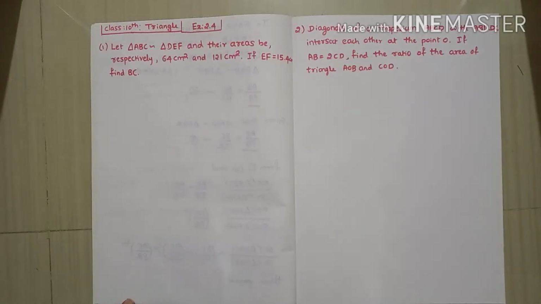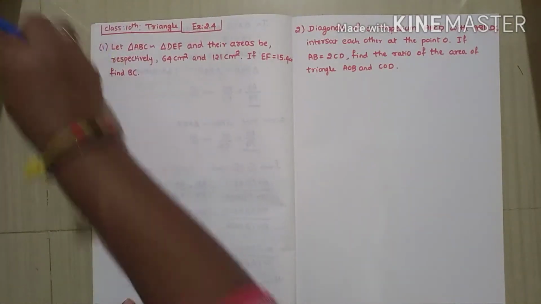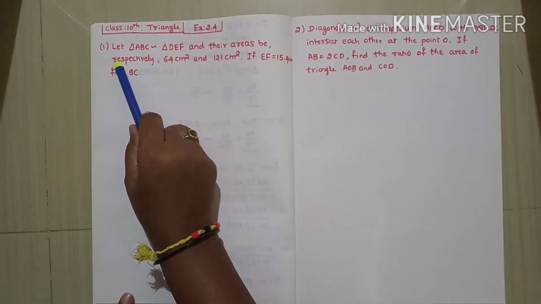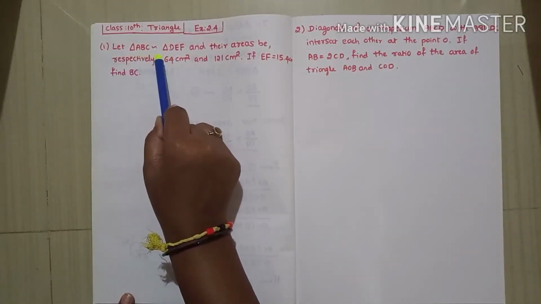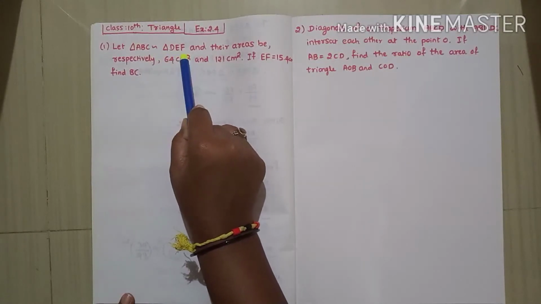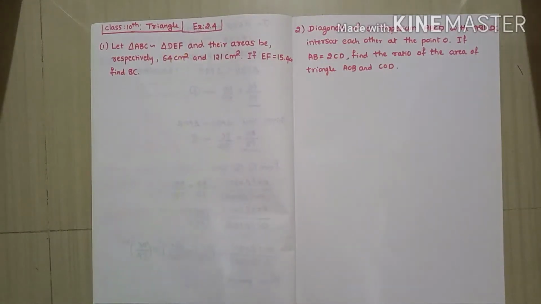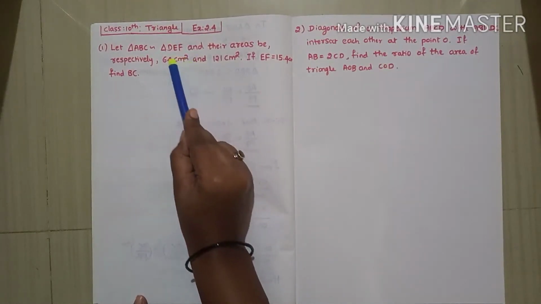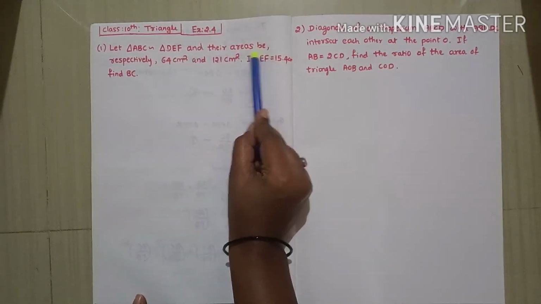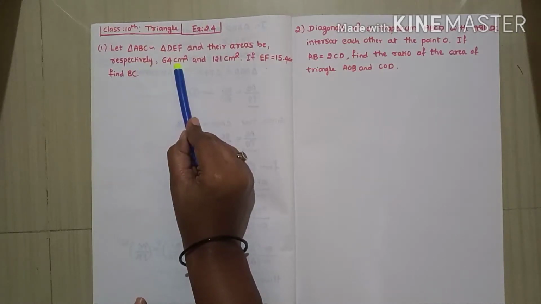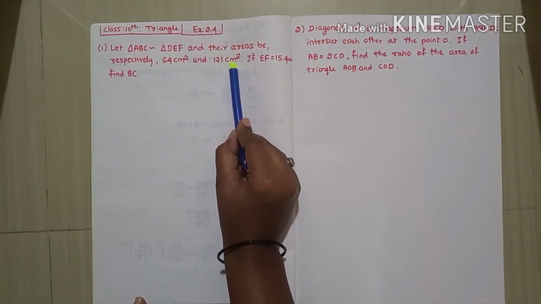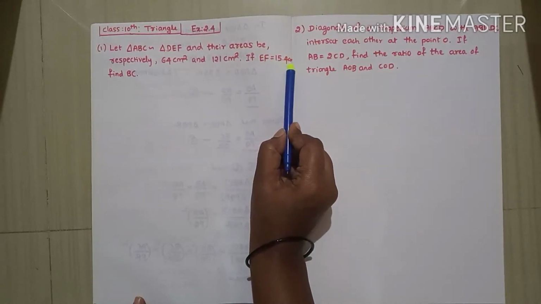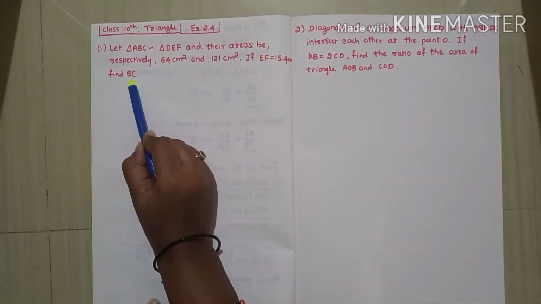First we'll see the first sum of exercise 2.4. Here we'll see the question. Let triangle ABC be similar to triangle DEF, and their areas be respectively 64 centimeter square and 121 centimeter square. If EF equals 15.4 centimeter, find BC.